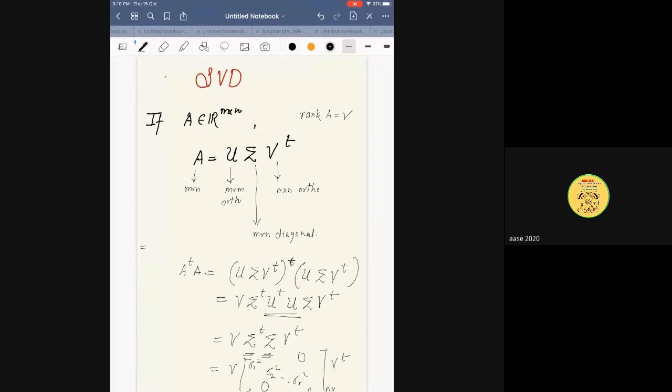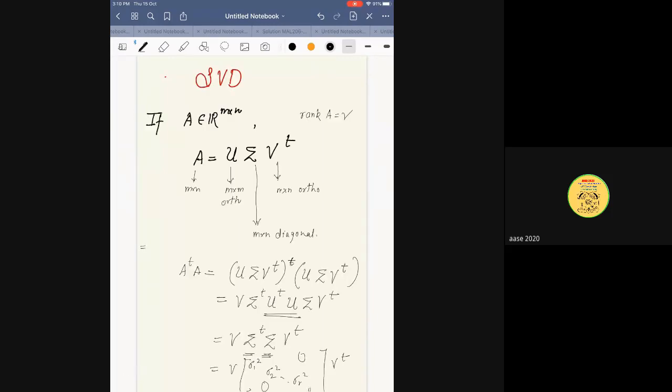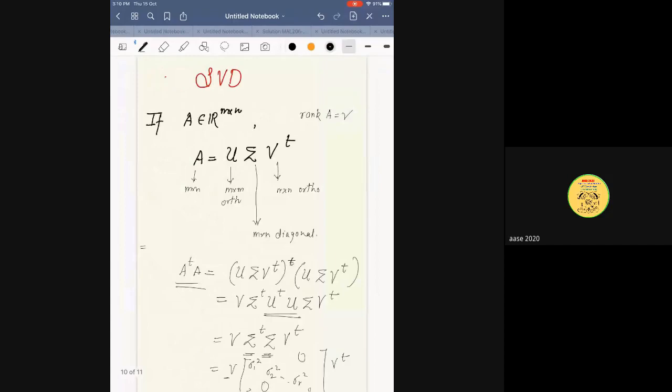So it is n cross n. So here we can see that the column vectors of V form an orthonormal basis of eigenvectors of A transpose A, by the spectral theorem. Hence, the column vectors of this V form an orthonormal basis of eigenvectors of matrix A transpose A.